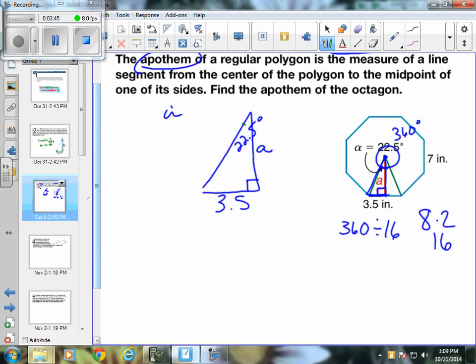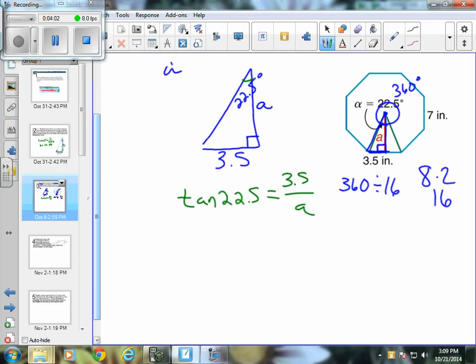Well, we know this angle up here, it's the adjacent side, and we know the opposite. So opposite and adjacent is tangent again. So we would say the tangent of 22.5 is equal to opposite 3.5 over A. Now some people really struggle when the A is in the denominator, or the variable's in the bottom. I'll go ahead and just times by it. So times both sides by A.